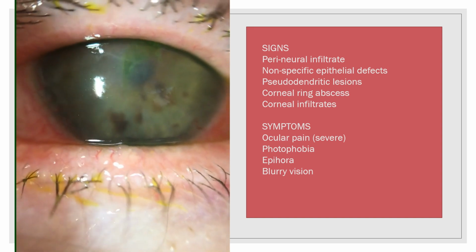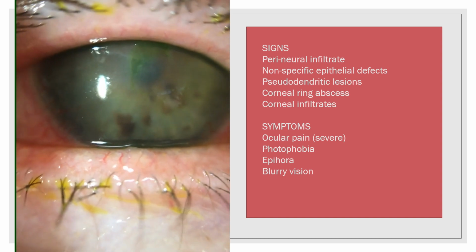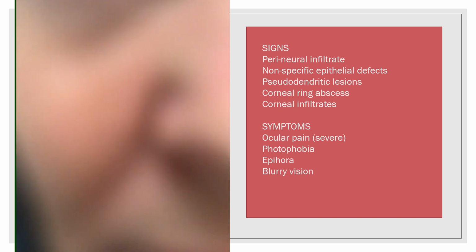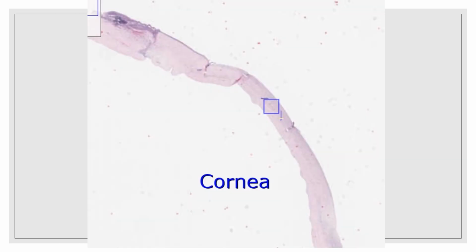And you can see here in this image the actual lesion centrally is causing significant corneal edema. So what exactly is Acanthamoeba? And you can see here, this is a histology of the cornea. Acanthamoeba is a parasite. It comes in 2 stages, an adult stage and a cyst stage.